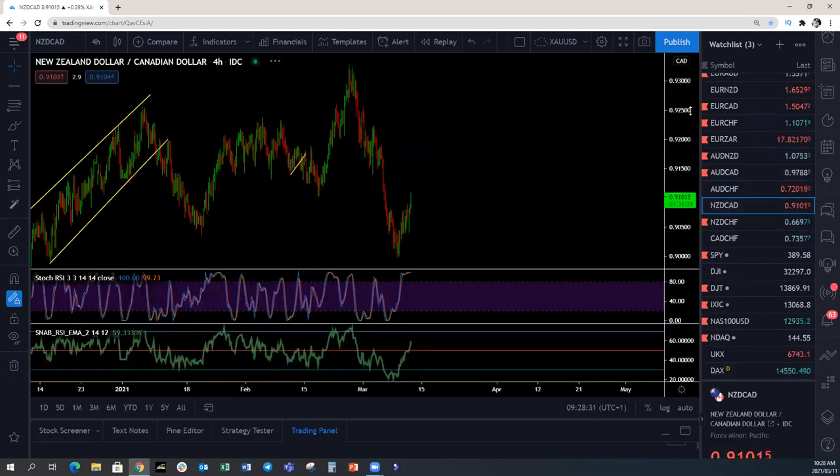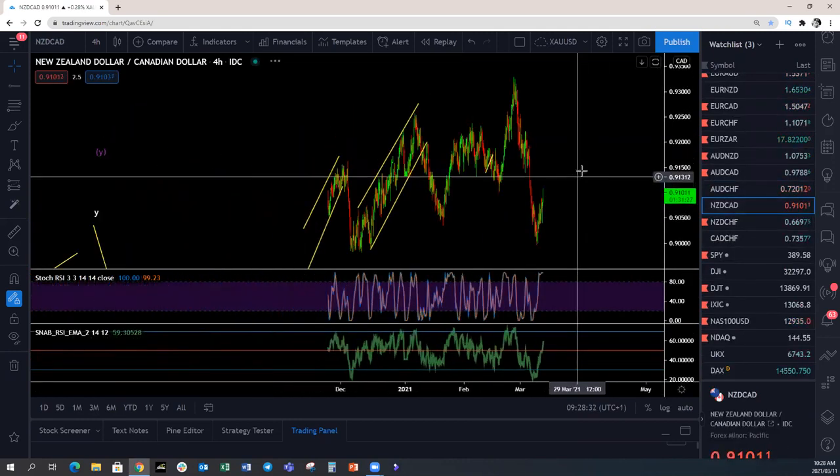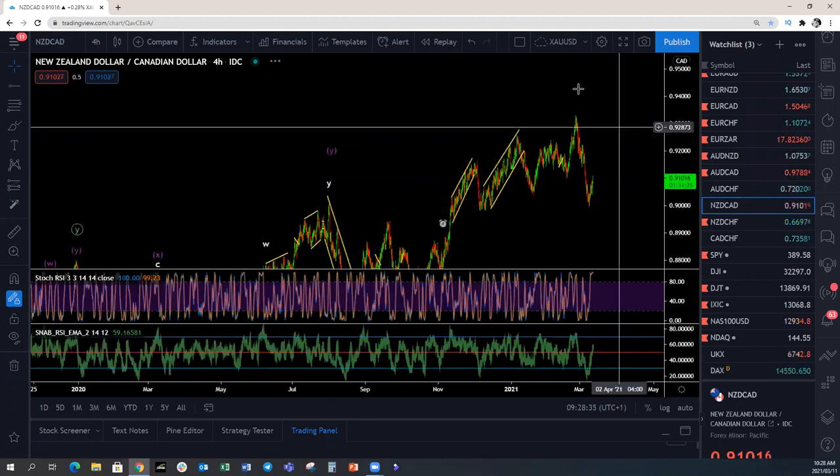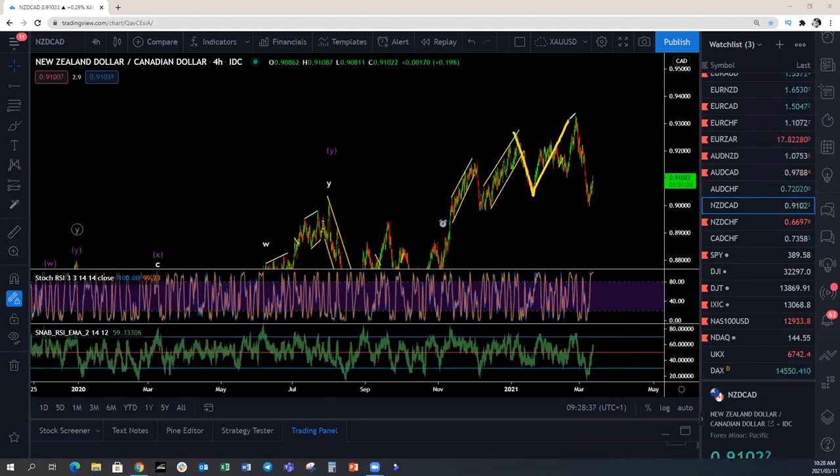New Zealand CAD, another expanding flat, like that. We've got a move. We need to see continuation to the upside.